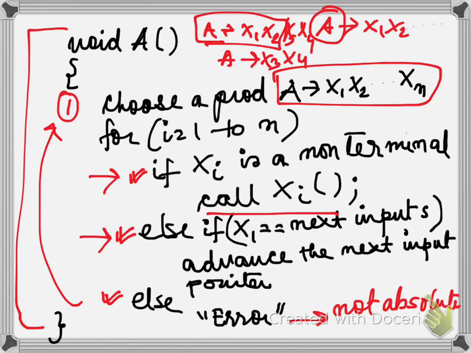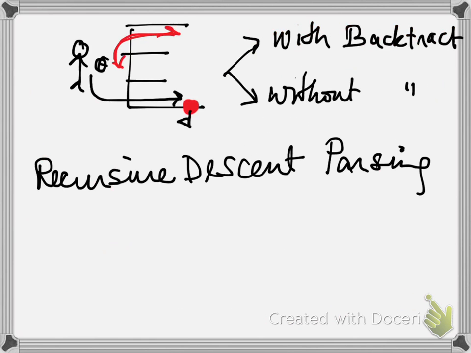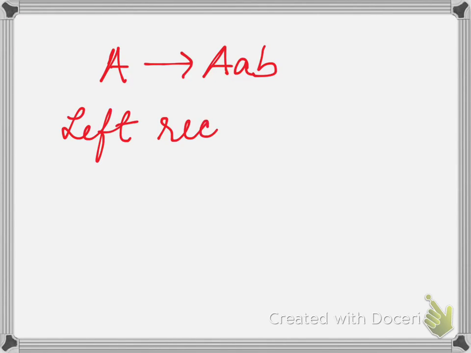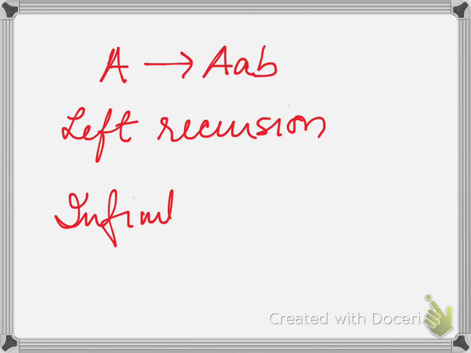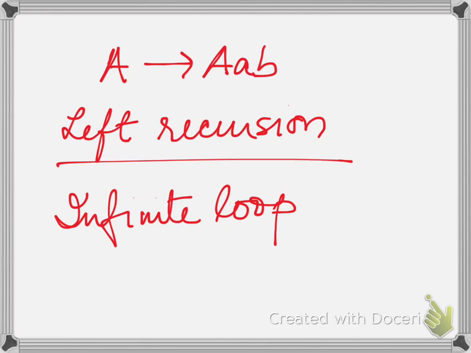And here one point to be noted is that in recursive descent parsing, if you have productions like A derives A B, that means you have left recursion. If you have left recursion, then this will go into an infinite loop. So you have to remove left recursion before you can run a recursive parsing procedure on it.